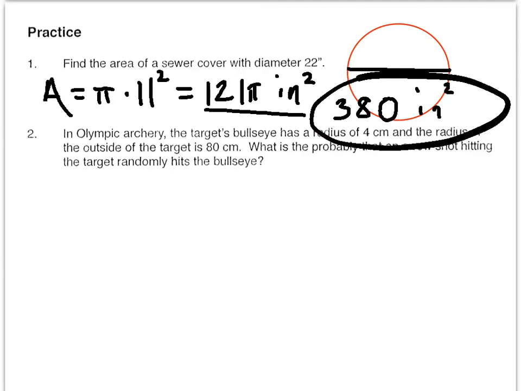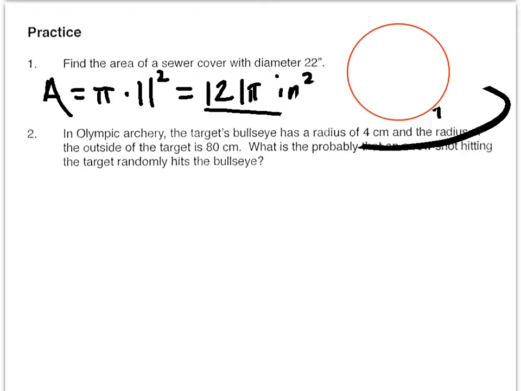For number 2, it says in Olympic archery, the target bullseye has a radius of 4 and the radius of the outside target is 80. What's the probability that an arrow shot randomly hitting the target hits the bullseye?